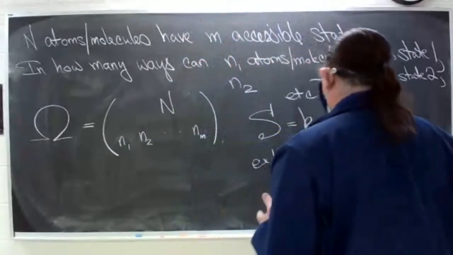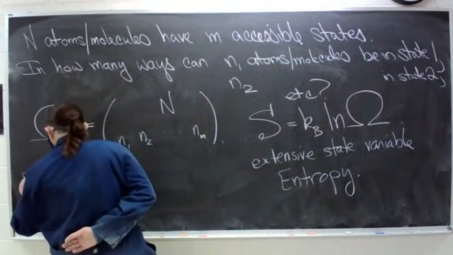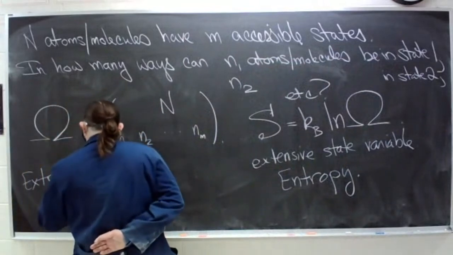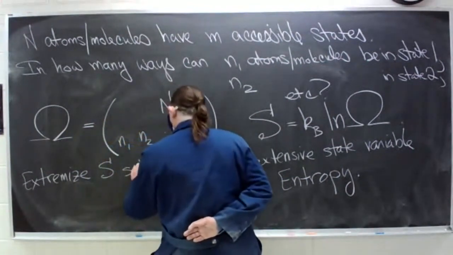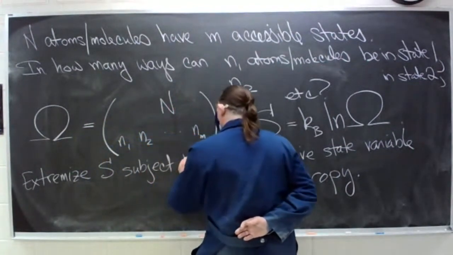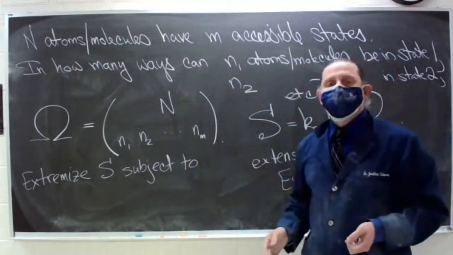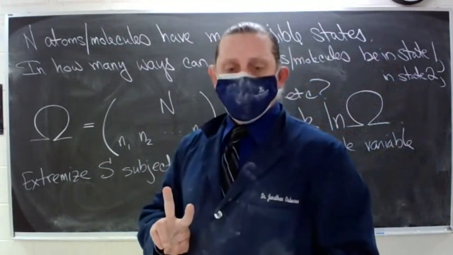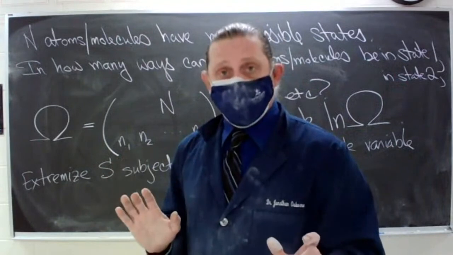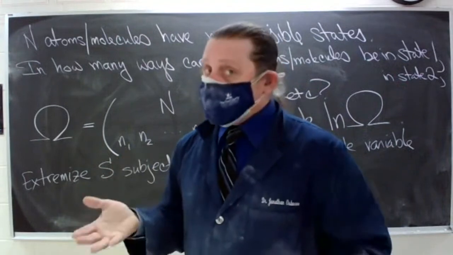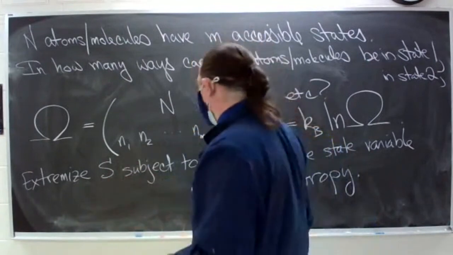So what I'd like to do is extremize the entropy subject to two constraints. My variables are N1, N2, N3, all the way up to Nm. I need the sum of all those to be capital N. I only have a certain number of atoms, molecules.